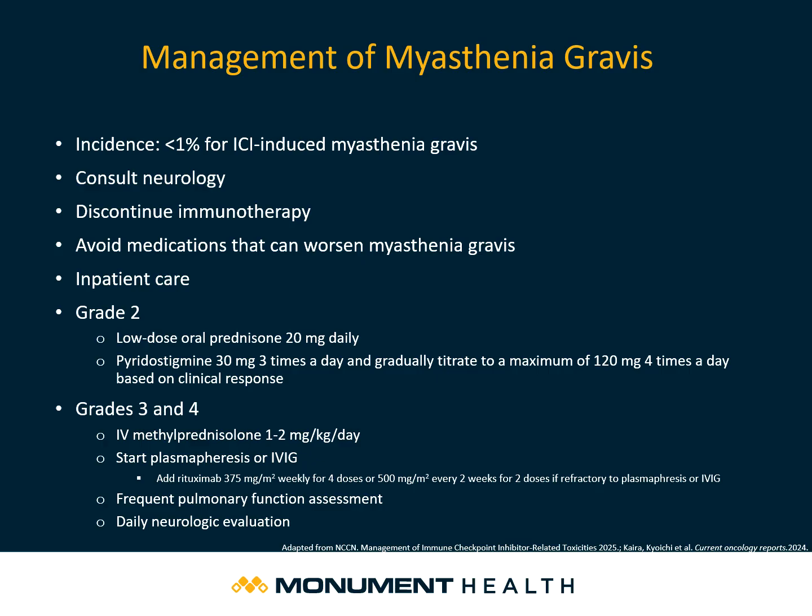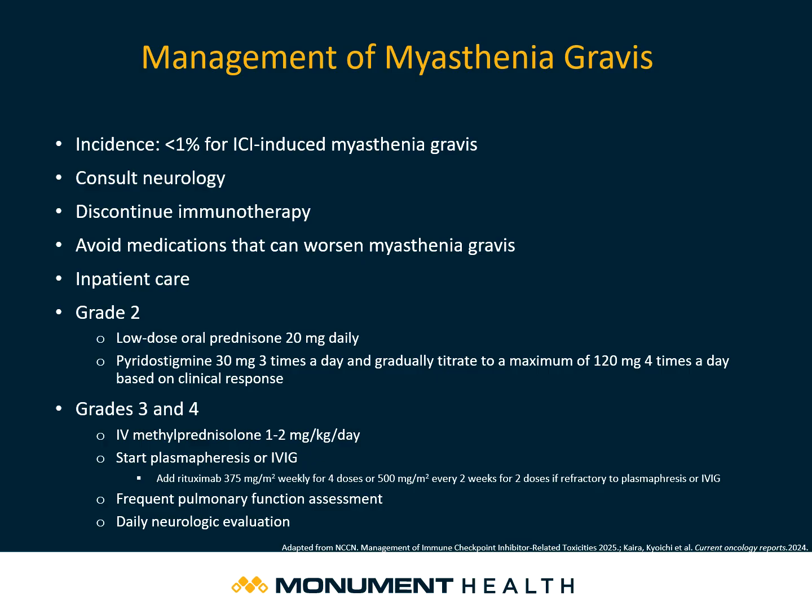Based on the NCCN guideline recommendations and other literature, they recommend to consult neurology, discontinue immunotherapy, and avoid any medications that would exacerbate myasthenia gravis. It's also recommended to treat the patient in an inpatient setting where they can be more extensively monitored, and also give the patient steroids as well as pyridostigmine to directly counteract these autoantibodies that are blocking these neuromuscular signals.